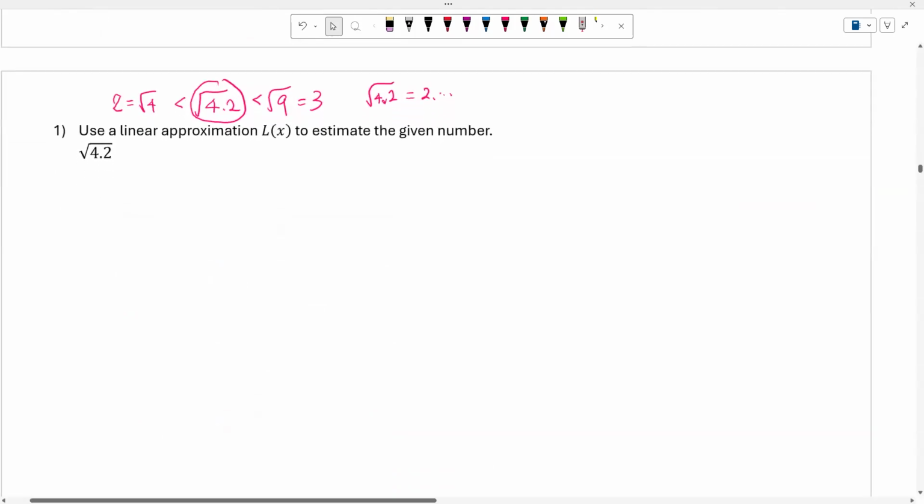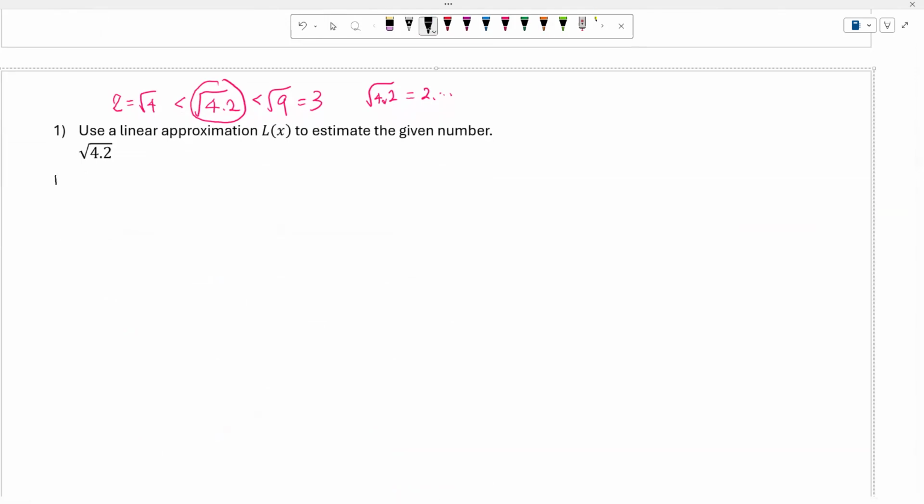I'm going to show you the calculation steps and procedure. First step: I'm looking at the number, which is the square root of 4.2. The first step is to create the function f of x. In this case, I would like to use the square root, so f of x is equal to the square root of x.